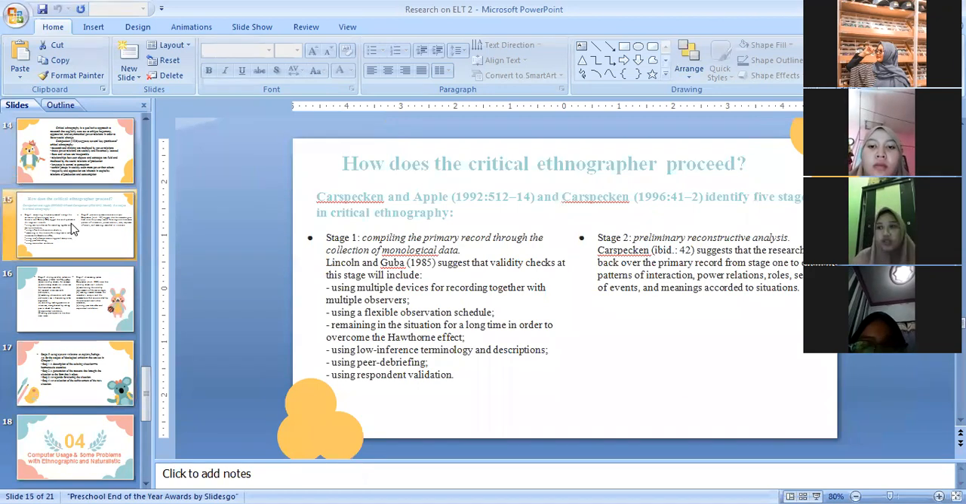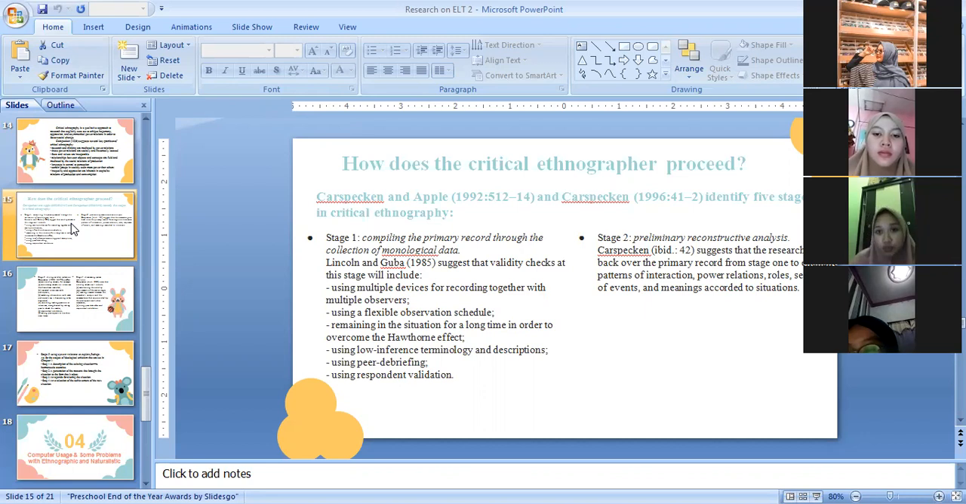How does critical ethnography proceed? Carspecken, and Apple and Carspecken, identify 5 stages in critical ethnography. Stage 1, compiling the primary record through the collection of monological data. Lincoln and Guba suggest that validity checks at this stage will include using multiple devices for recording together with multiple observers, using flexible observation schedules, remaining in the situation for a long time in order to overcome the Hawthorne effect, using low-inference terminology and descriptions, using peer debriefing, and using respondent validation.